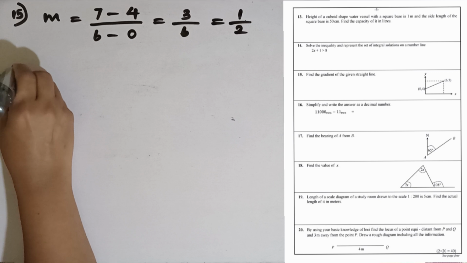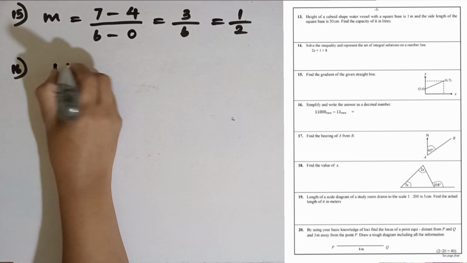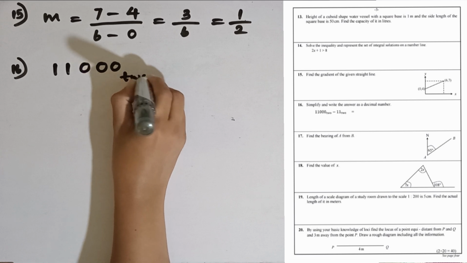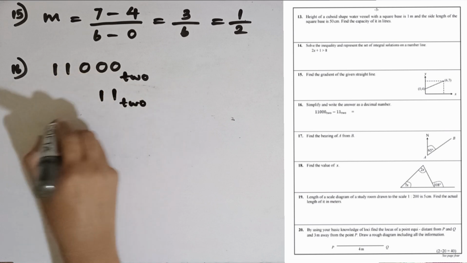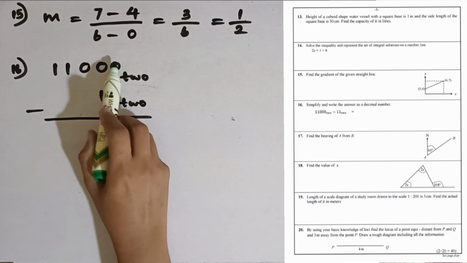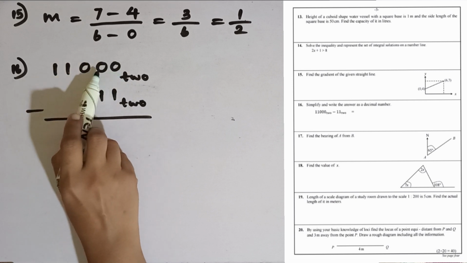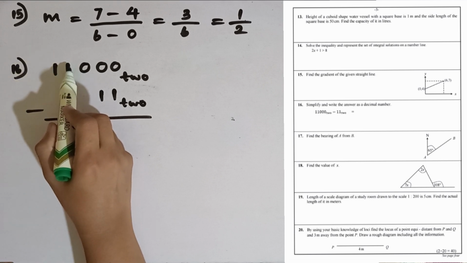Then question number 16. Simplify and write the answer as a decimal number. 1100. This is a binary number. So the other one, 11. This is also a binary number. A subtraction. To subtract 1, we have to take 1 from the other side. Then here the value is 0. Here also 0. So we have to take 1 from this one.